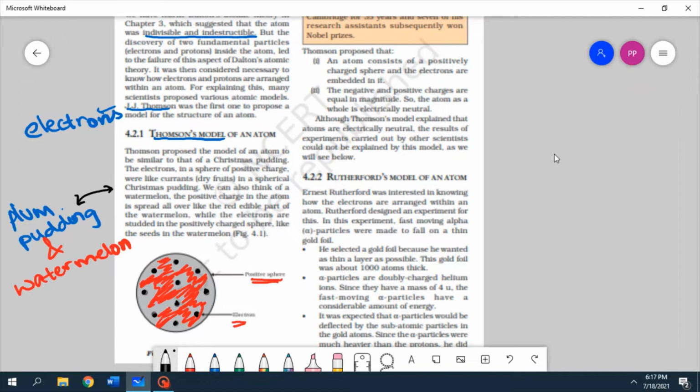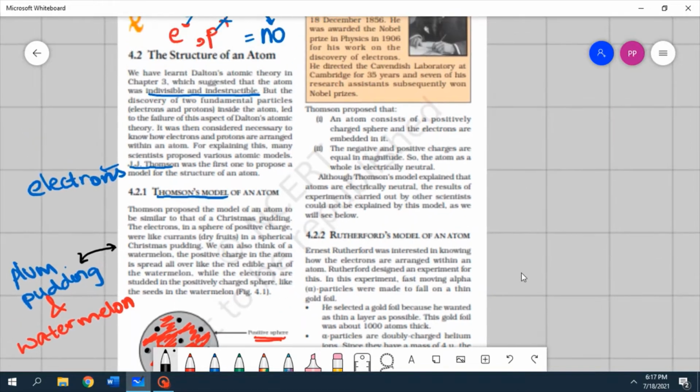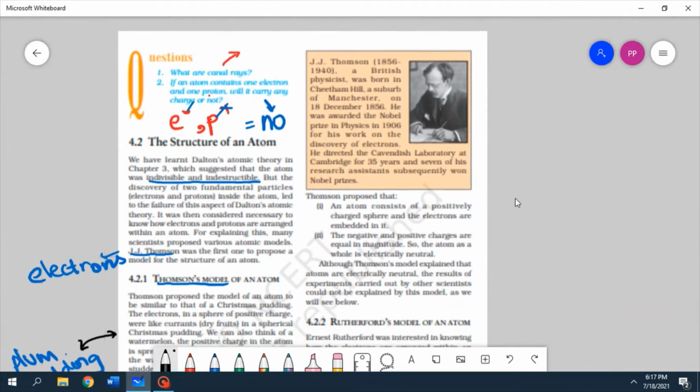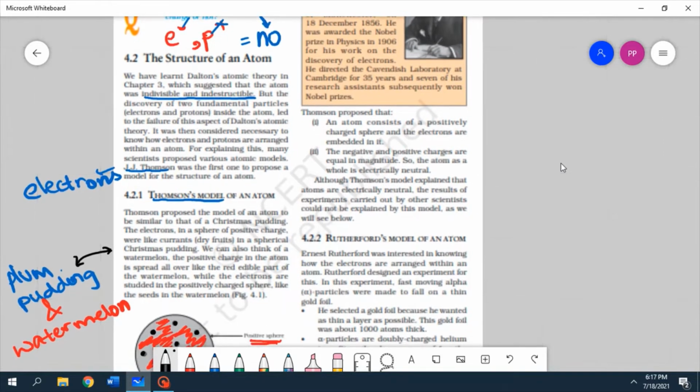We can also think of a watermelon where the positive charge in the atom is spread all over the red edible part of the watermelon, while the electrons are studded in the positively charged sphere like the seeds in the watermelon, right? And then we have a little trivia information about J.J. Thomson. You can read about him later. And so Thomson proposed that an atom consists of a positively charged sphere and electrons are embedded in it.